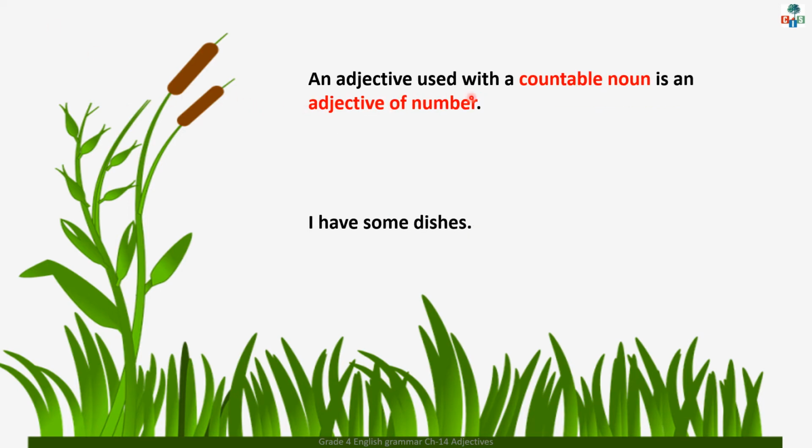An adjective used with a countable noun is an adjective of number. For example, I have some dishes. In this sentence, the noun dishes is a countable noun. And before this noun, I have used an adjective, some. So, some is an adjective of number because it is used with a countable noun.